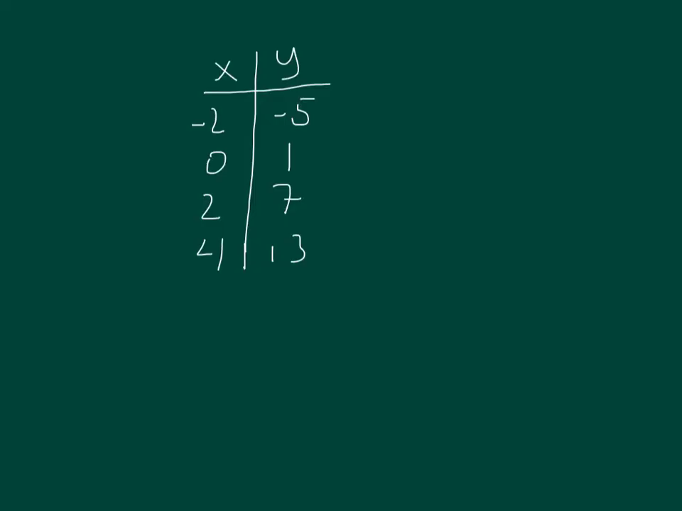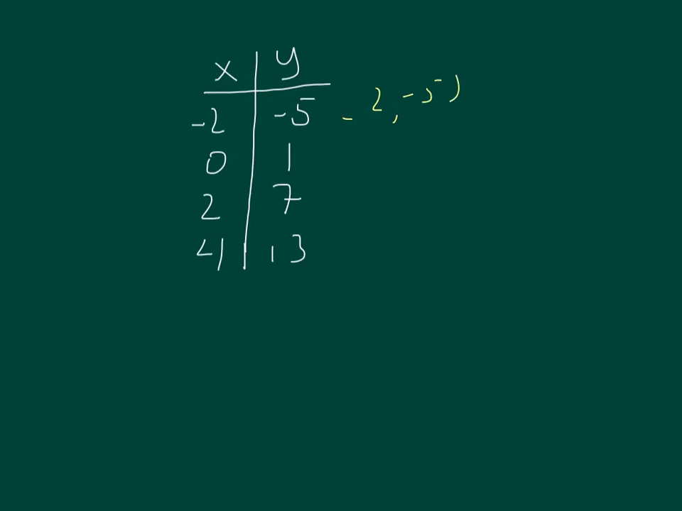So we just discussed how to find the rule or the equation when you were given the line on a graph. You would find the slope and the y-intercept. And if you're just given a list of ordered pairs, here I have a table with the x value, which is the input, and the y value, the output. So these would be ordered pairs for the graph. So it would be like -2, -5, and 0, 1, 2, 7, 4, 13.